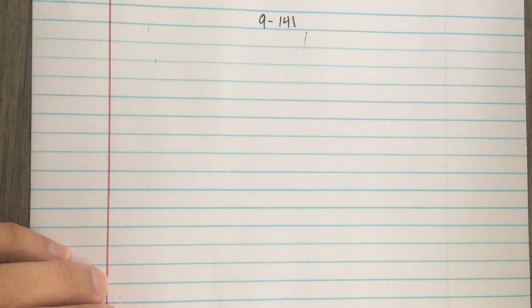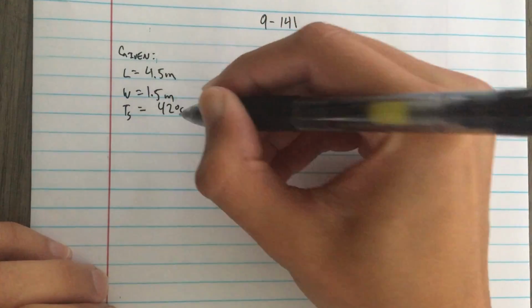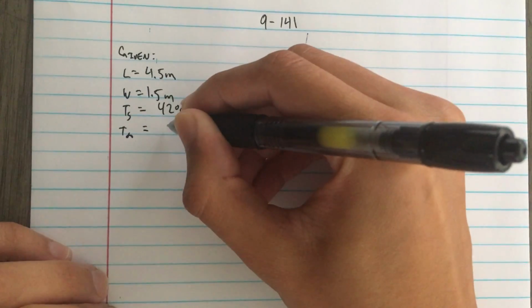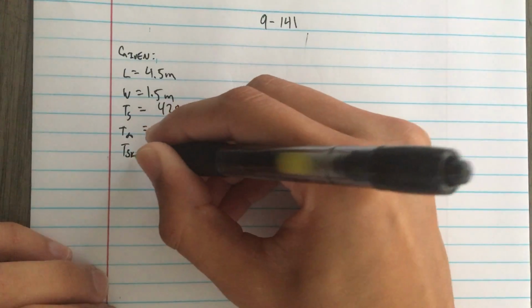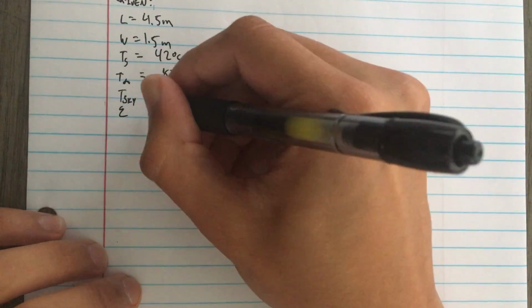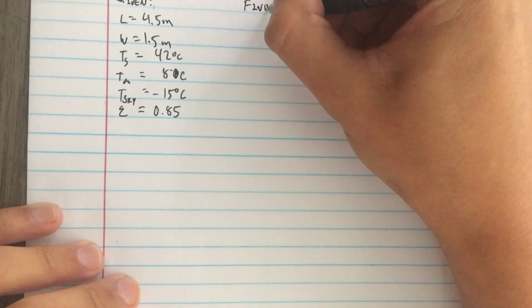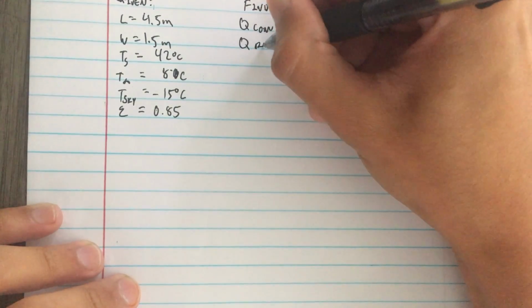So let's write down the givens, like in the rest of the question. We have L equals 4.5 meters, width 1.5 meters, surface temperature 42 degrees Celsius, T infinity 8 degrees Celsius, and the temperature of the sky, which I read aloud, negative 15 degrees Celsius, and the emissivity, 0.85. And we need to find Q convection and Q radiation.